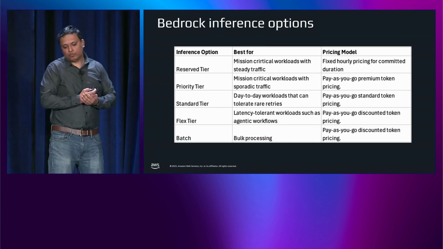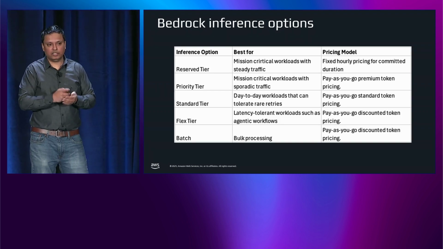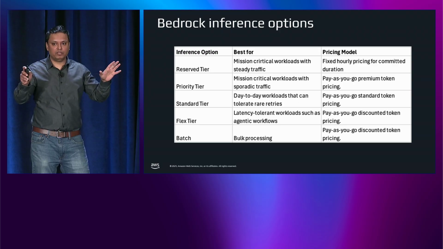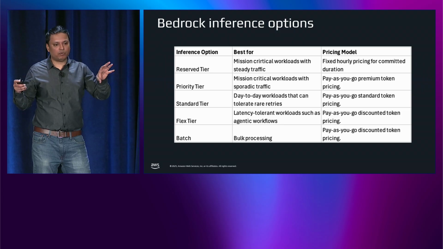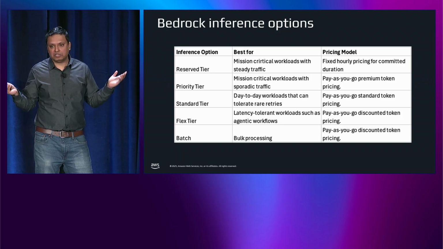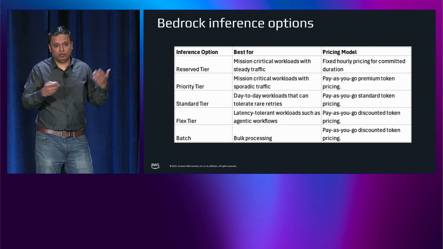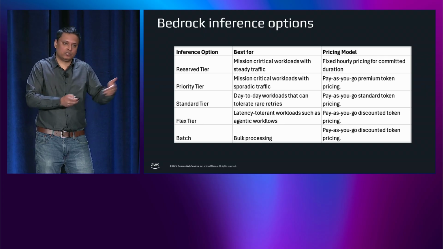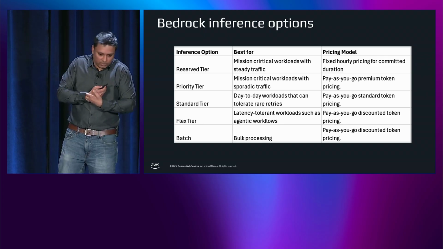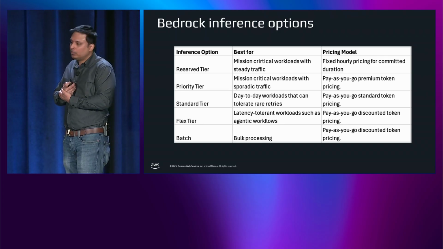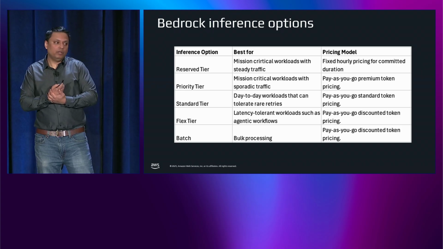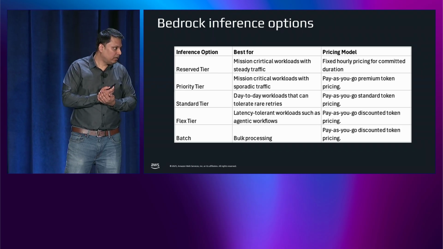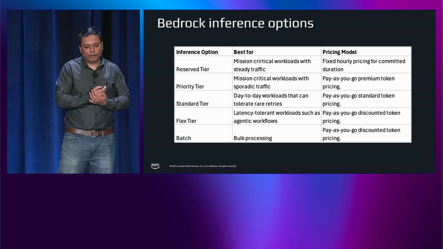And then Flex is for latency-tolerant workloads, such as agentic workloads, right? There is no human being sitting in front of a desk hoping to see a response, right? It's all automated processing. And if it takes a few minutes, that's fine. You get the discount, and you actually optimize for cost here versus performance. So once again, this is a pay-as-you-go discounted pricing model. You're paying per token that you send to the platform and process on the platform.